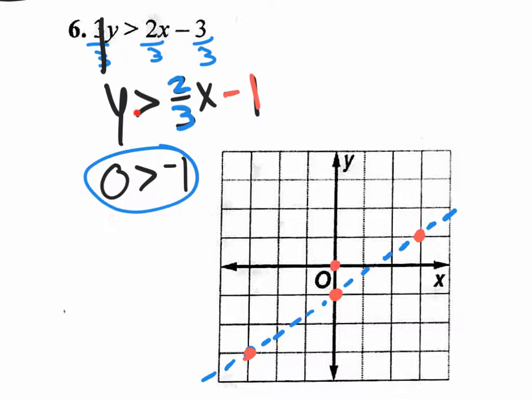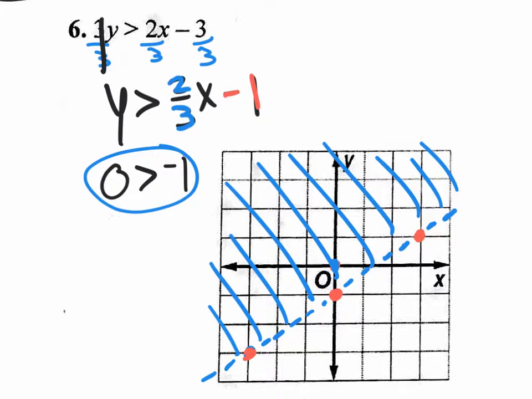So you could plug it into the slope-intercept form that you modified it to, or you could plug it back into the original. You're testing 0, 0, and if it works, then it is an answer. If it doesn't work, it's not an answer. That means your answers are on the other side. So right here we saw that it did work, so I am going to shade in the side that the 0, 0 is on. So I shade in the top part.